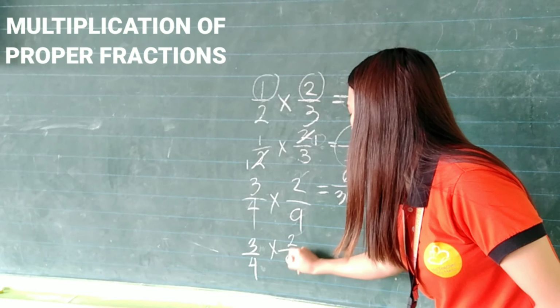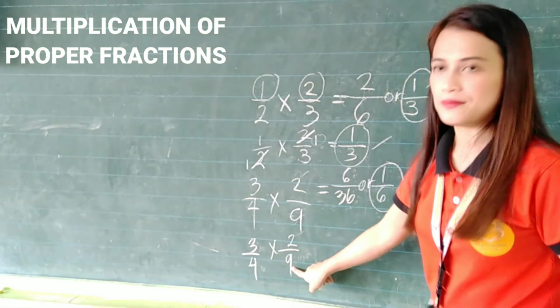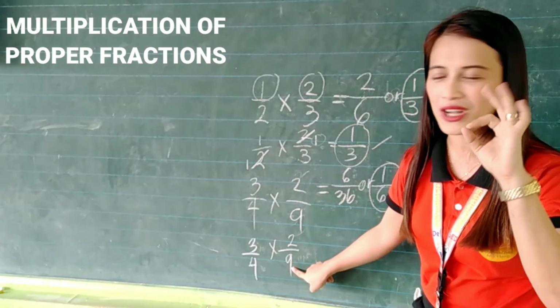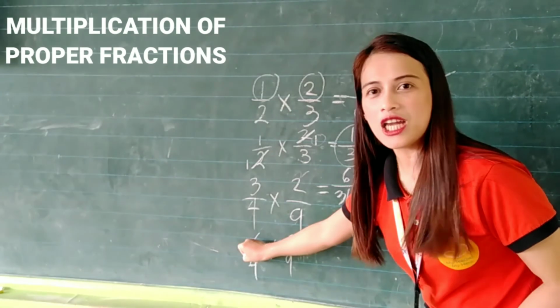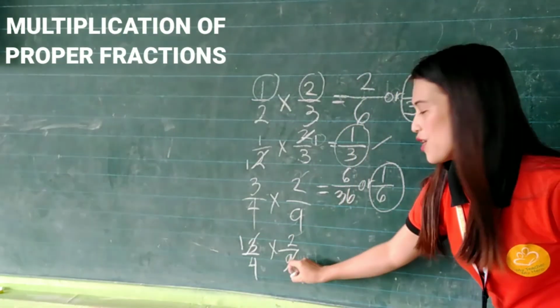The same given numbers. So, let's do the cancellation technique. 3 ug si 9. Naay pwede ma-divide? Naa. Ang sama nga number? Number 3. 3 divided by 3, 1. 9 divided by 3, 3.